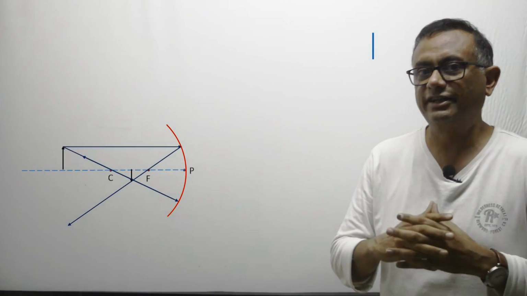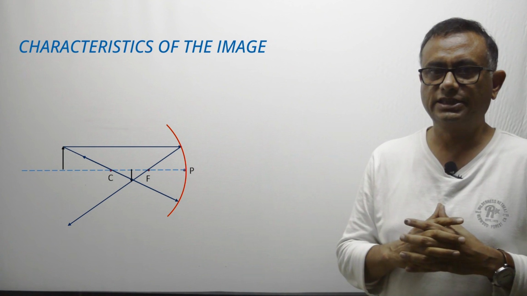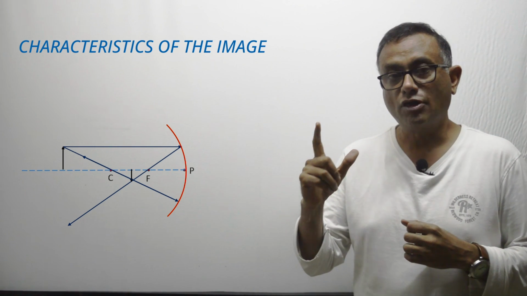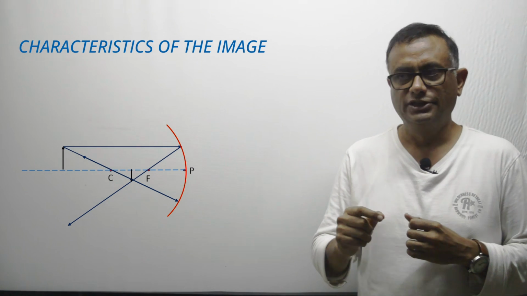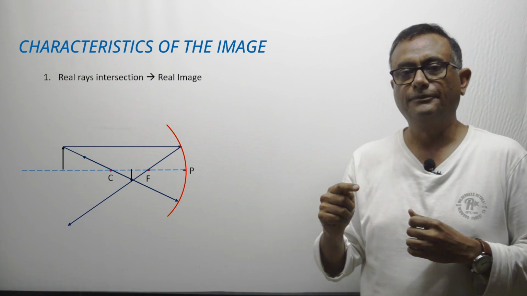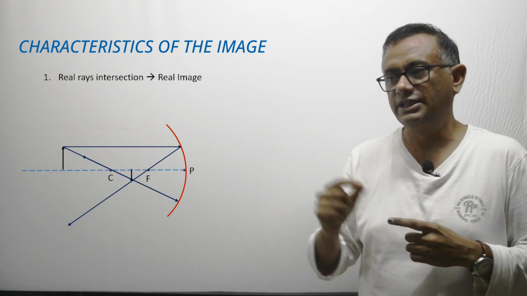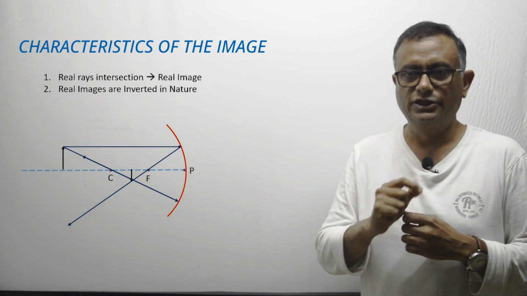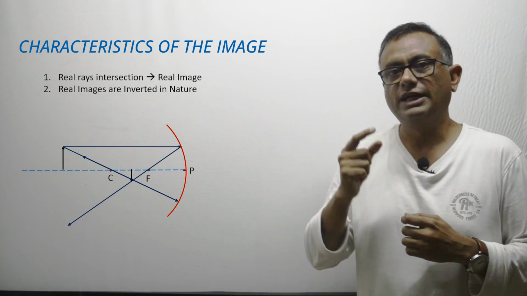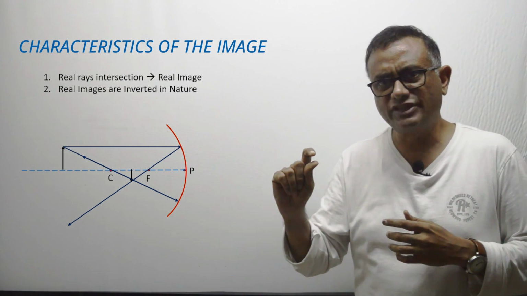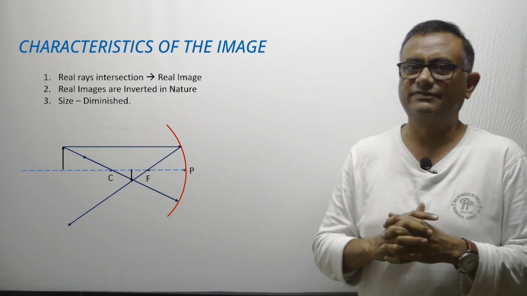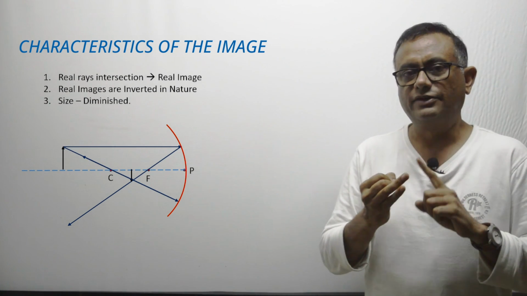Now that we have seen how the image is formed, we also need to give the characteristics of the image. The first thing we notice is that the image is formed by the intersection of real rays. Because both the reflected rays are actually meeting, the image formed is called a real image. All real images are inverted in nature. So our image was a real image and it was inverted. The size of the image was diminished. So the characteristics of the image in the case we discussed: it was a real, inverted, and diminished image.